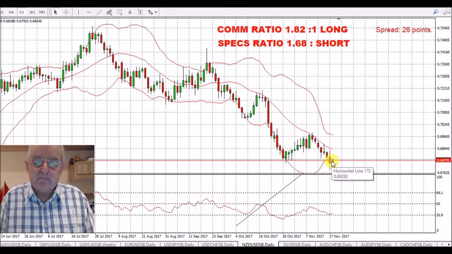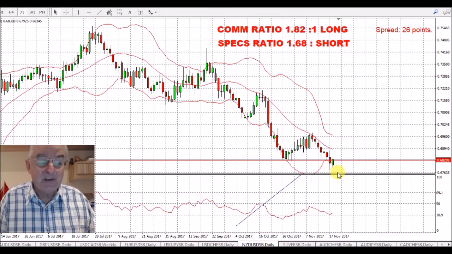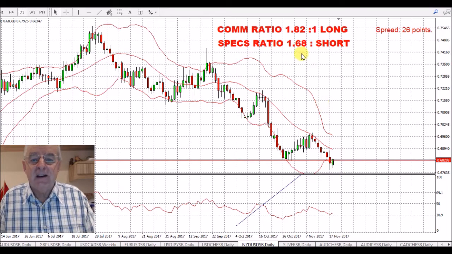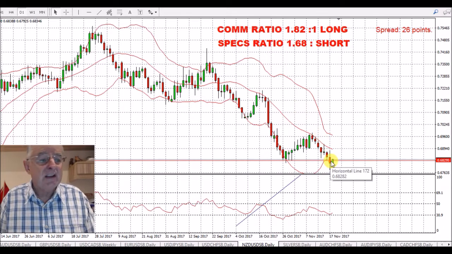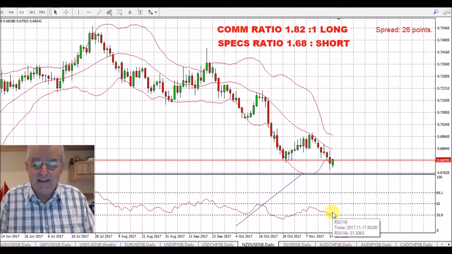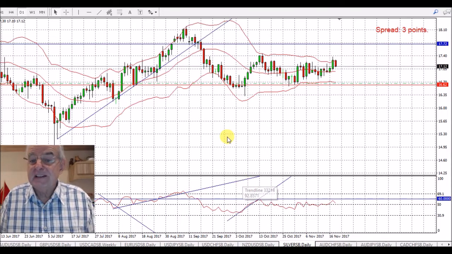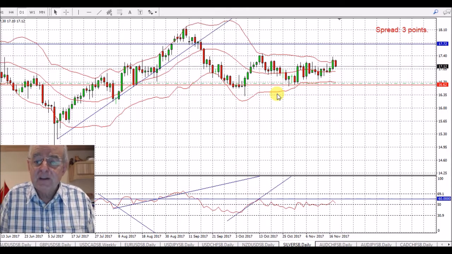I think we should have a pullback on this, but I'm not trading it. I'm not trading this on crosses. We've got a commercial long ratio of 1.82 to 1. I think we're going to see a bit of a pullback on the New Zealand dollar, but we'll see how it goes. If it pulls back, basically it'll be a fairly decent sell.